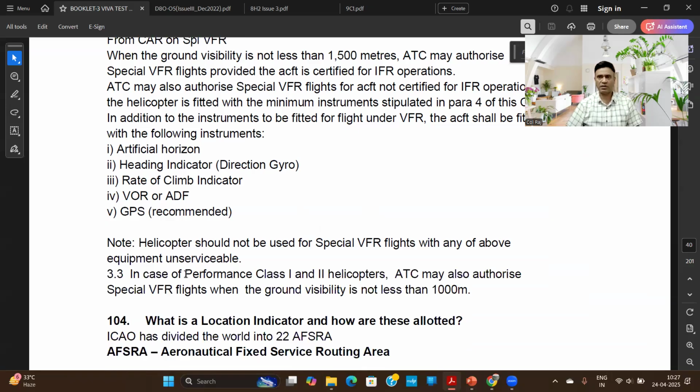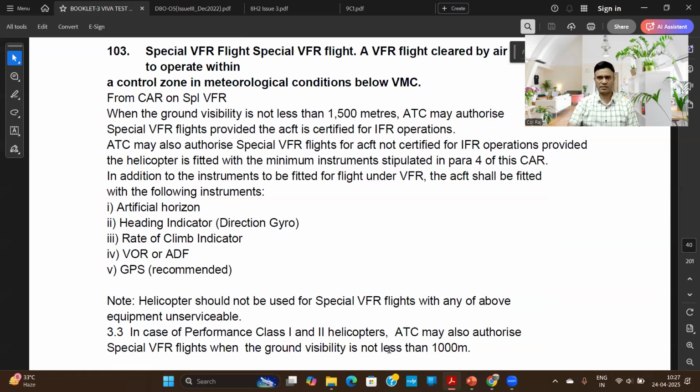Now, performance class 1 and 2 helicopters can go down up to 1000 meters. In another class, I will cover what is Cat A, Cat B, and what are performance class 1, 2, and 3 helicopters. Okay, so this is out of the purview of this lecture.